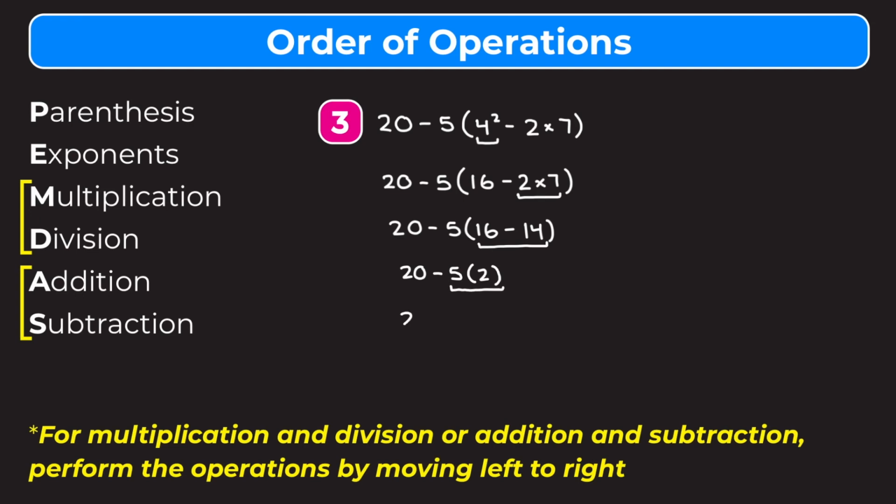So I'm actually going to write it like that so you guys understand. So this is 20 minus 5 times 2. If you have two numbers next to each other where one is in the parentheses or both of them are in parentheses, it's just multiplication. So now that we're down to subtraction and multiplication, we want to do the multiplication first. So we have 20 minus 5 times 2 is 10, and 20 minus 10 is going to give us 10 as our final answer.